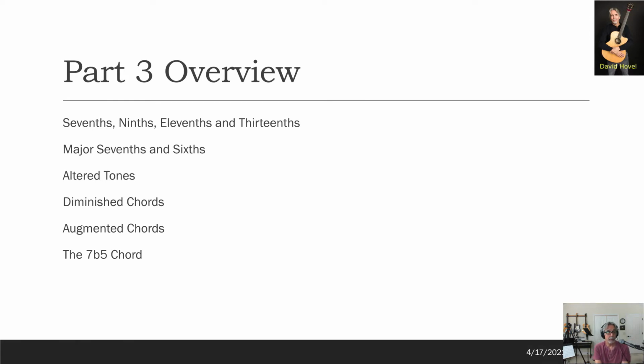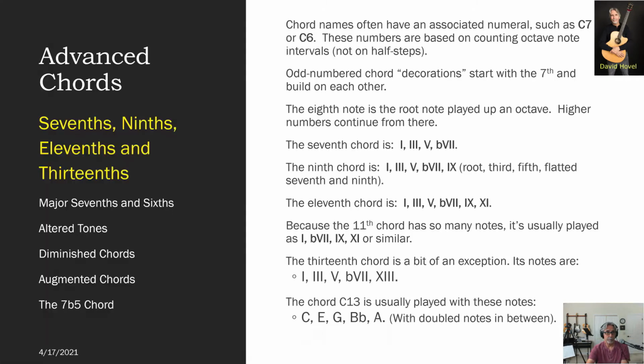We're going to talk about 7ths, 9ths, 11ths, and 13ths. We're going to go back and review major 7ths and add 6ths into that. We're going to talk about altering certain tones, that is to say certain decorated chords. And then some of my favorite topics, diminished chords and augmented chords. And end up with, finally, the 7-flat-5 chord, one of the more interesting chords in modern music.